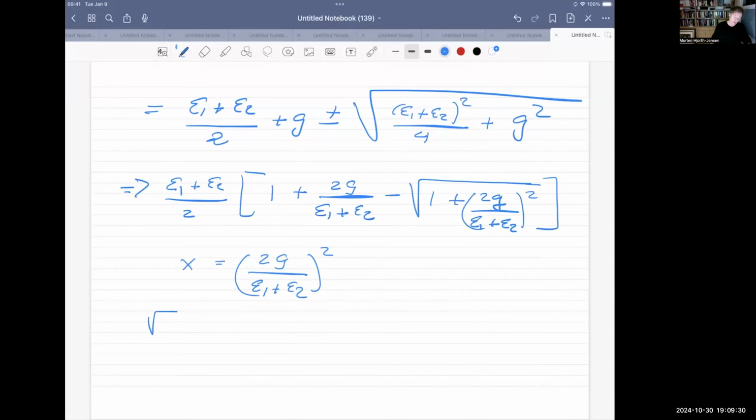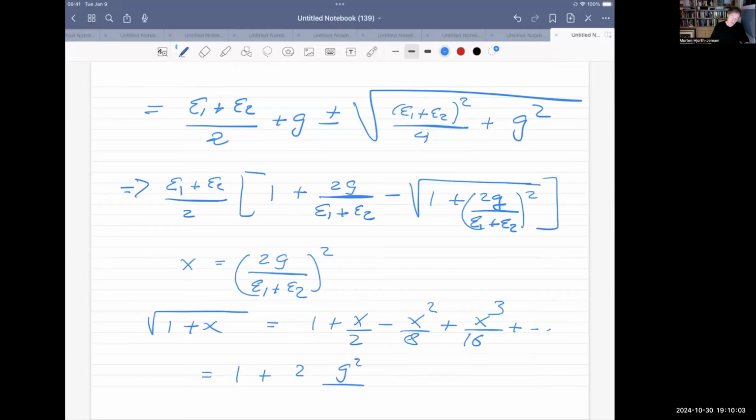And we know that the square root of 1 plus x, if we expand it, is just 1 plus x divided by 2, minus x squared divided by 8, then plus x cubed divided by 16, etc., etc. Now, if we just focus on the first three terms here, and we then reinsert x, this is simply 1 plus, and then I'm going to get 2 times g squared divided by epsilon 1 plus epsilon 2 squared, obviously, since this is now the squared quantity.